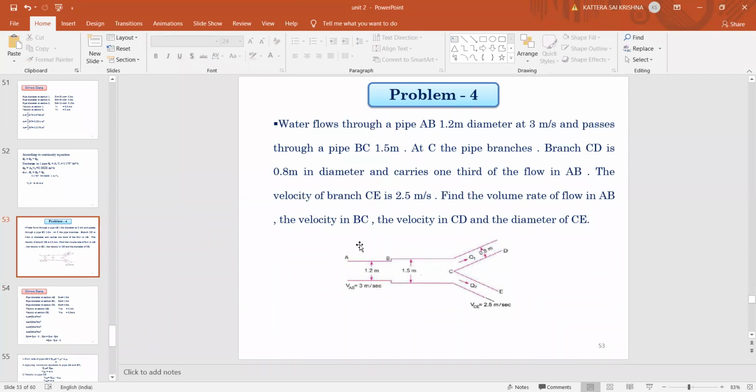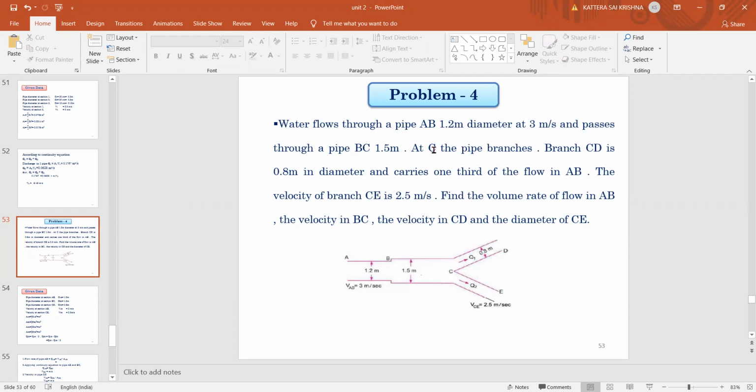So this first part is your pipe AB, whose diameter is 1.2 meters, and velocity of water at that is 3 meters per second. So we have to write it this way, VAB, nothing but velocity in the pipe AB, 3 meters per second, and it passes through a pipe BC. So the second part is B to C. BC is 1.5 meter in diameter.